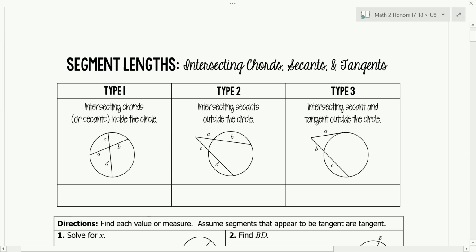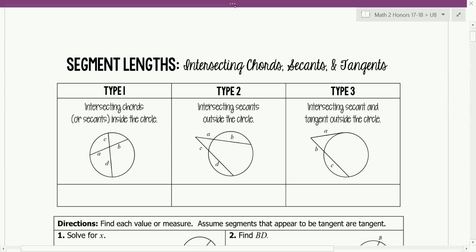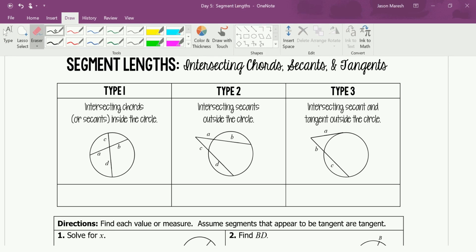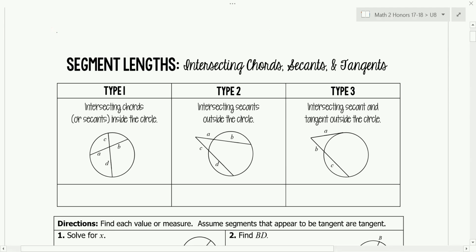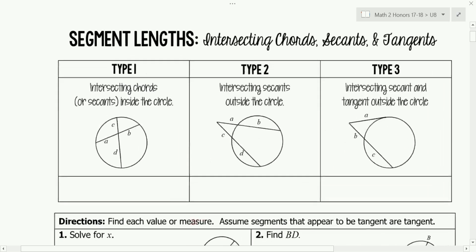Okay, so now we're going to summarize these three theorems here. Do we remember? So in the first one, if we have intersecting chords or secants inside that circle with these lengths A, B, C, and D, what can you say? What's one of the results? A times B is equal to C times D, and that's the one that you're going to prove for homework.